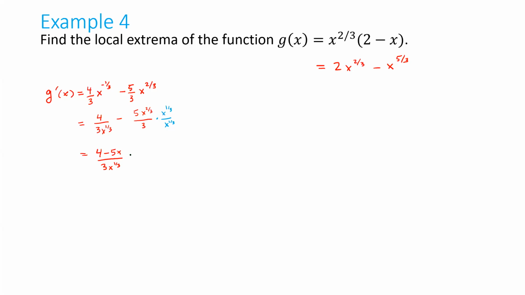So remember here, we'll have 4 minus 5x equals 0, which gives us x equals 4 over 5. And then 3x to the 1 over 3 equals 0. That gives me x equals 0. So those are my critical points. So let's use those to make our sign chart.